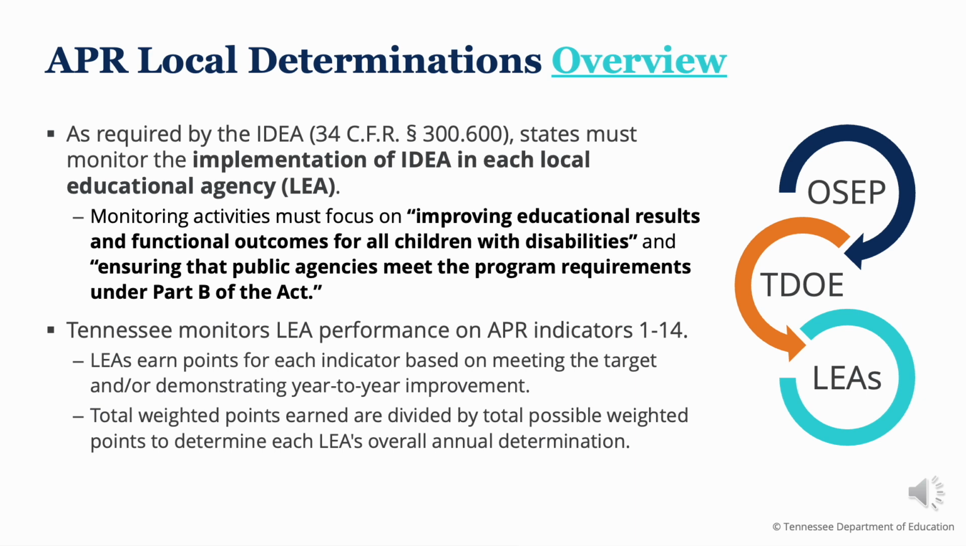Tennessee monitors LEA performance on APR indicators 1 through 14. LEAs earn points for each indicator based on meeting the target and demonstrating year-to-year improvement. The total weighted points earned are divided by the total possible weighted points to determine each LEA's overall annual determination. Monitoring begins and ends with OSEP though. So just as the state monitors LEAs, OSEP monitors the states.